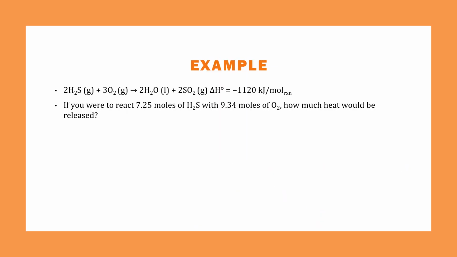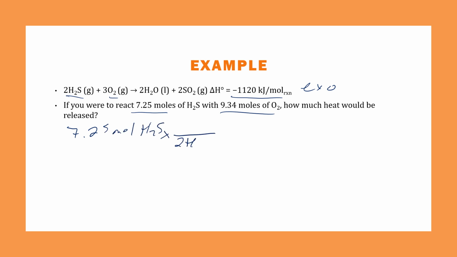Okay, so they give us a reaction. We know it's exothermic because it's negative. If you were to react 7.25 moles of H2 with 9.34 moles of O2, how much heat would be released? So they give us two amounts of reactants. This, going back to Unit 4, you need to figure out which one of those things is the limiting reactant first. So I'm going to go ahead and test both of them.